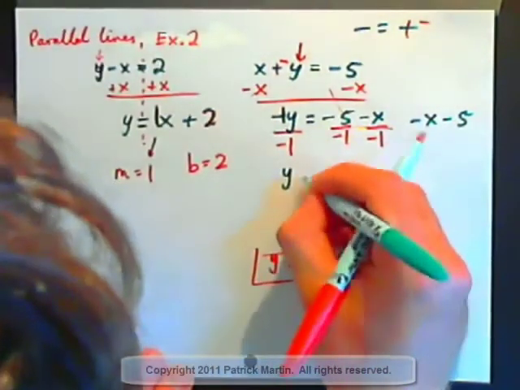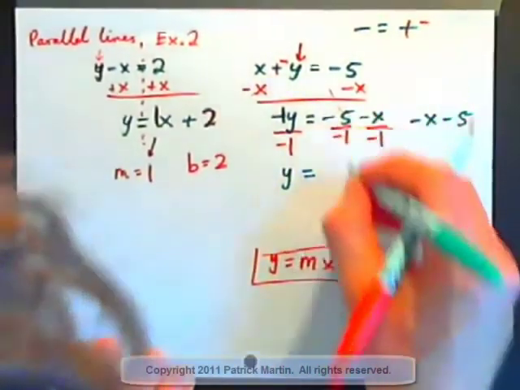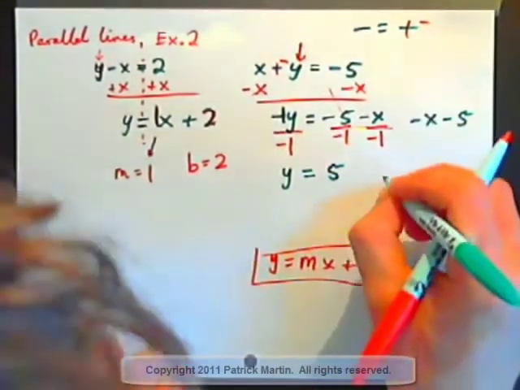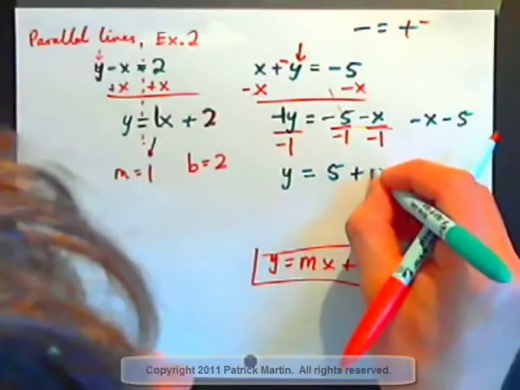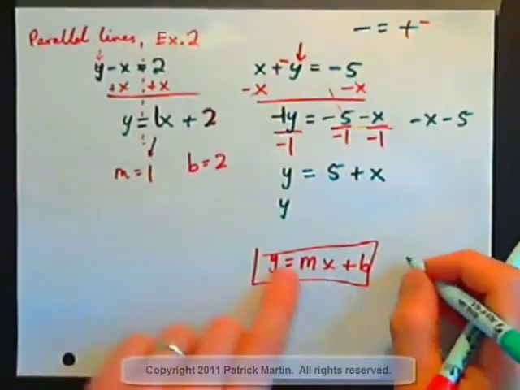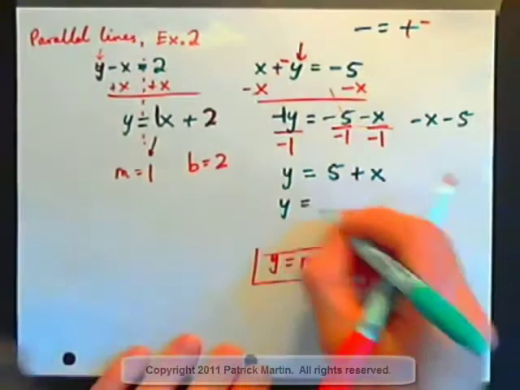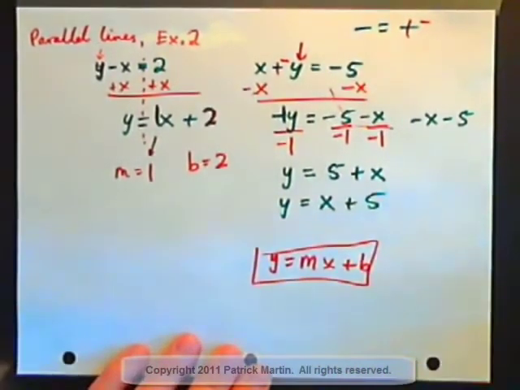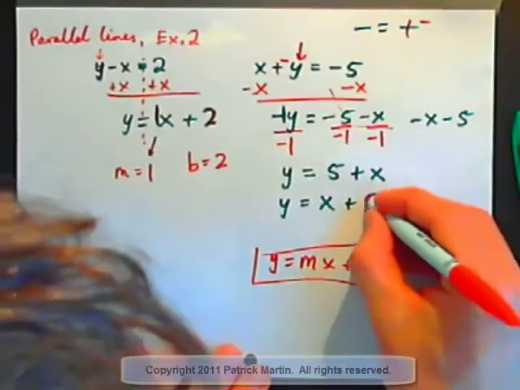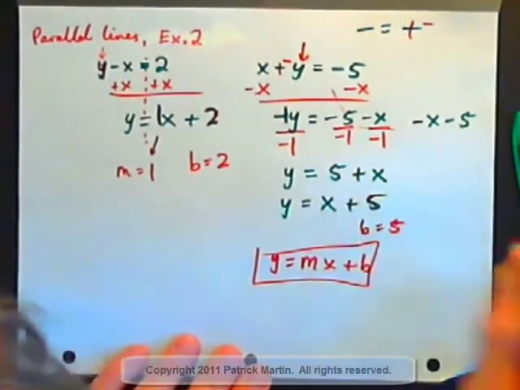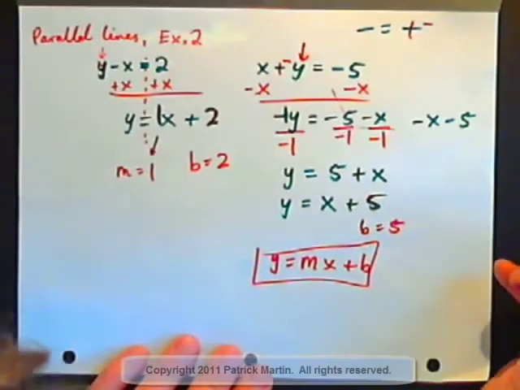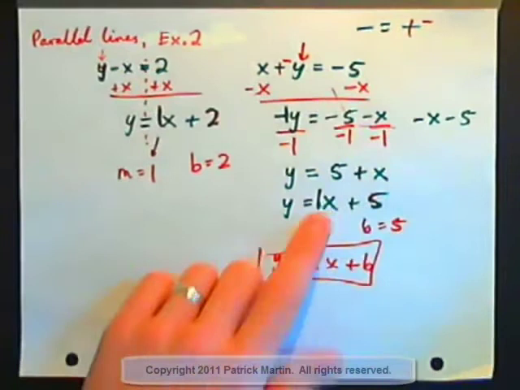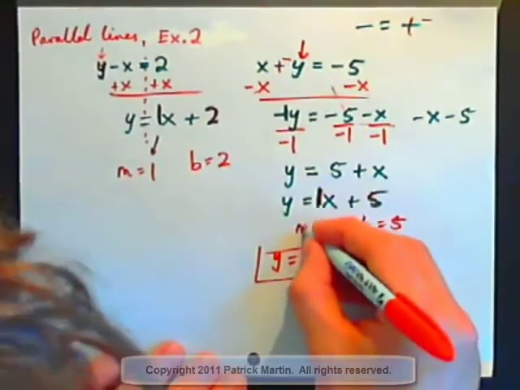Okay, so I get positive y equals negative 5 over negative 1, positive 5. Negative x over negative 1 is plus x. And to write it in mx plus b form, we've got y equals x plus 5. Okay? And obviously the y-intercept b is equal to 5 in this case. What's the slope in this case? The slope is 1, because the coefficient of x is just 1 there. So we have m equals 1.